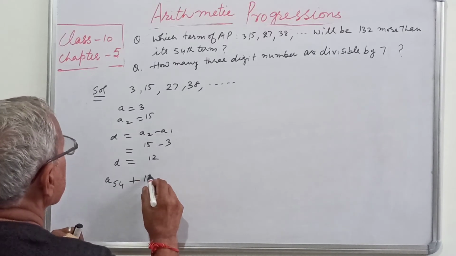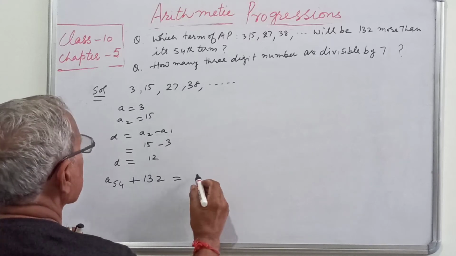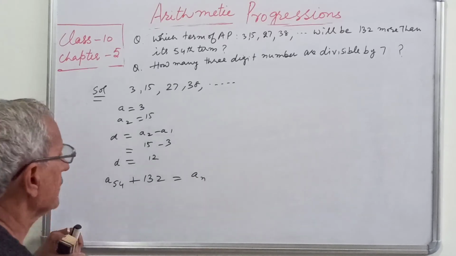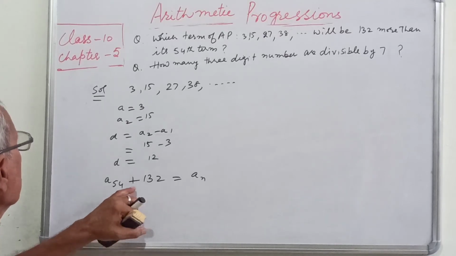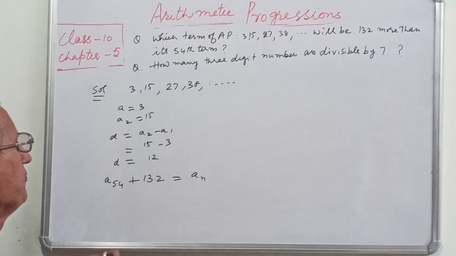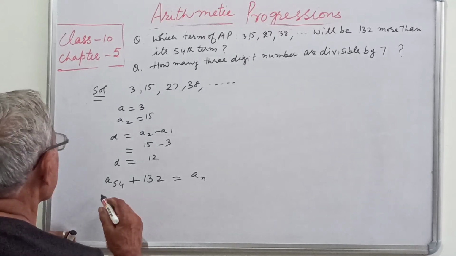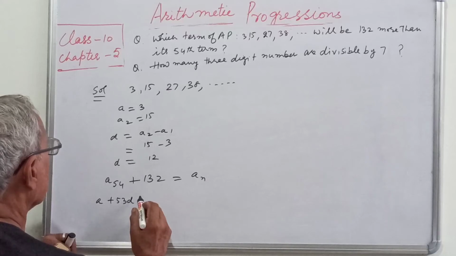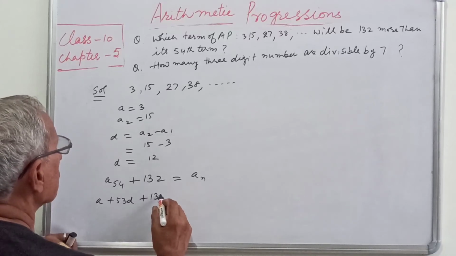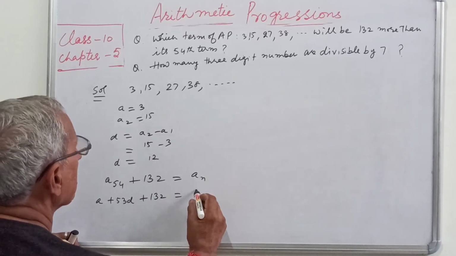A54 plus 132 is an. It means the nth term is 132 more than the 54th term. So A54 will be a plus 53d, and 132 is equal to an.